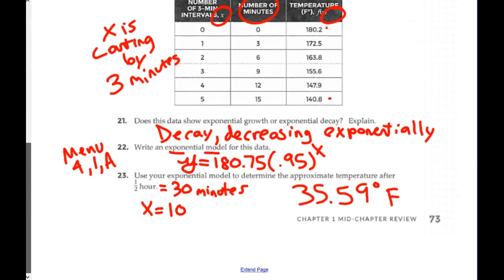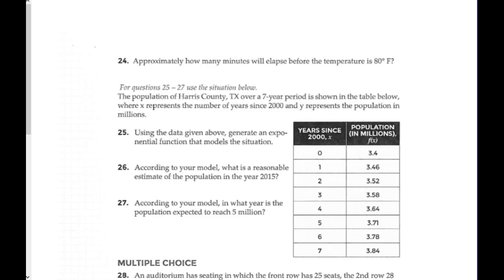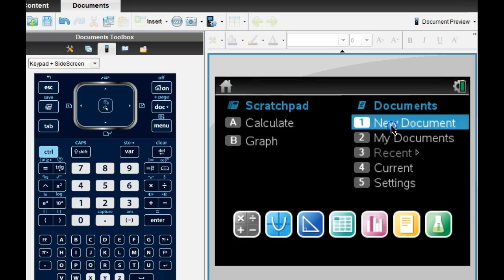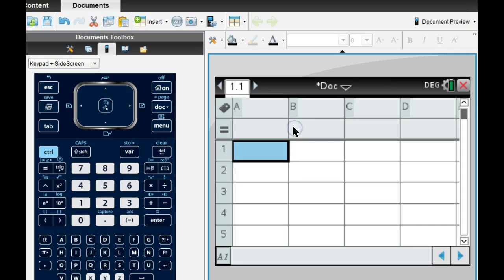And then we'll go to the next page. Now we're talking about population again. Using that above, generate an exponential function. We can get an exponential function by putting it into spreadsheets. So let's do that. We go into a new document, don't save it, hit spreadsheets. X and Y, and let's type this stuff in.